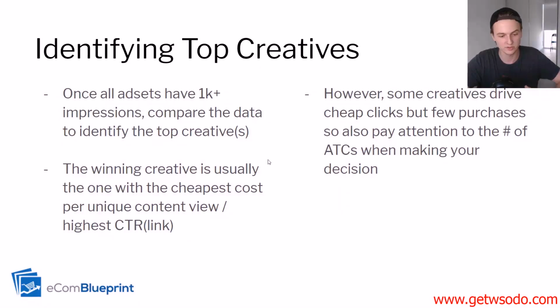And each click is going to lead to an add to cart. That's just an example, but what I'm trying to say is that it's not only about the cheapest cost per unique content view. You also want to look at the number of add to carts. So there's no one metric that you can look at to identify the top creative. You need to look at all of the metrics and then make a decision based on that. But the most important is the cost per unique content view, followed by the number of add to carts.